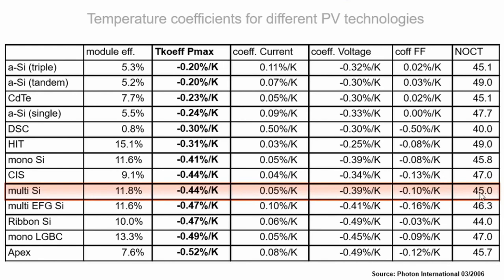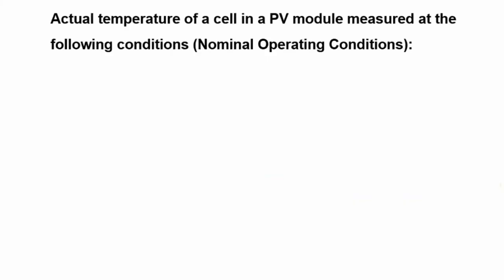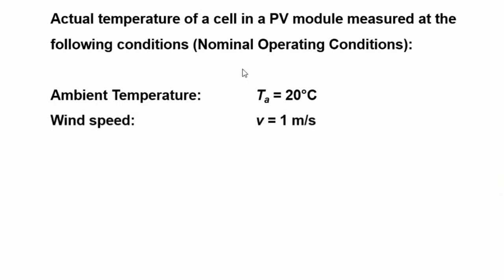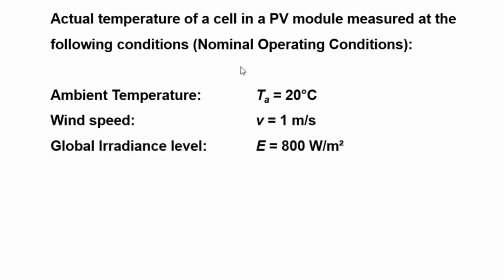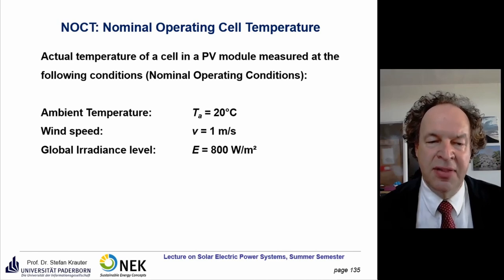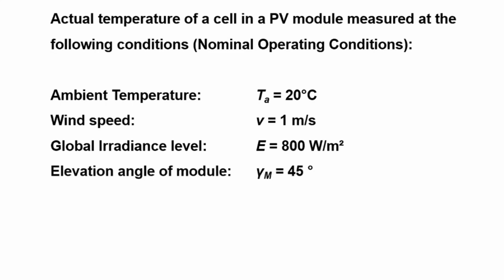You see something called NOCT. This means nominal operating cell temperature. These are different conditions rather than the standard test conditions. They are set up the following way. You take a fixed ambient temperature of 20 degrees Celsius, a wind speed of 1 meter per second, a global irradiance level of 800 watt per square meter, so about 20% less than the irradiance level for standard test conditions, and an elevation angle of the modules of 45 degrees.